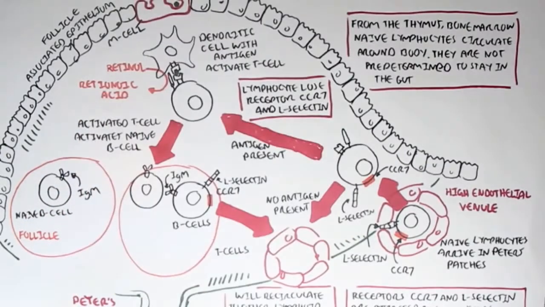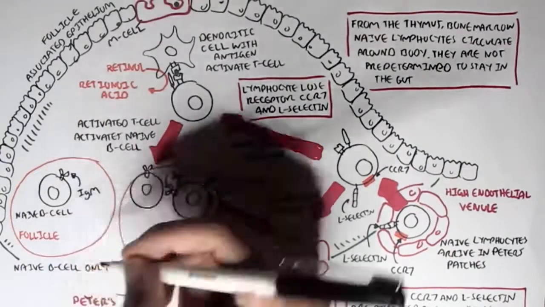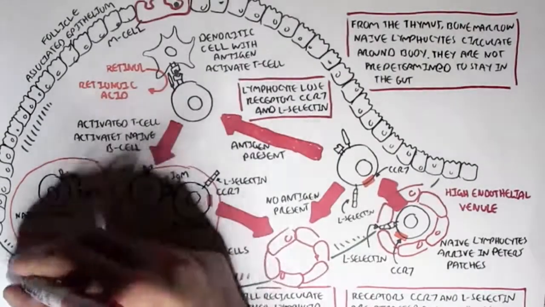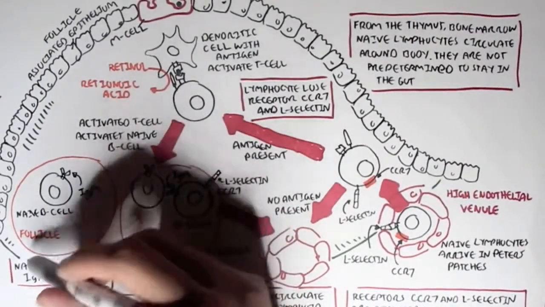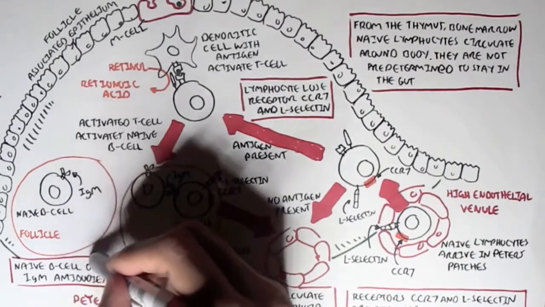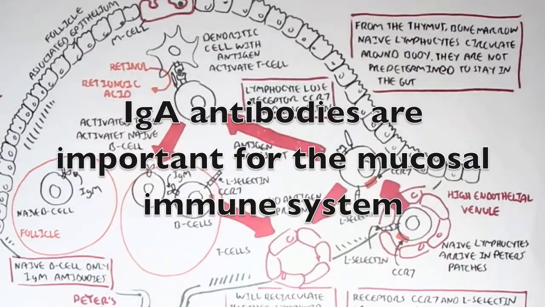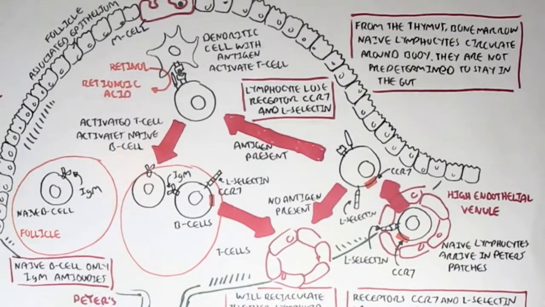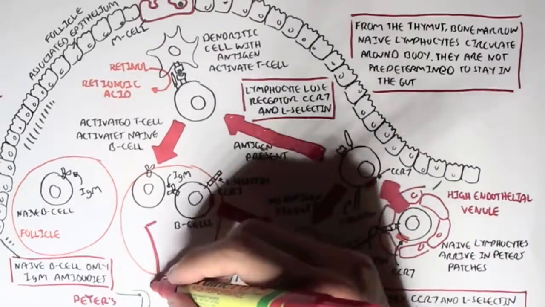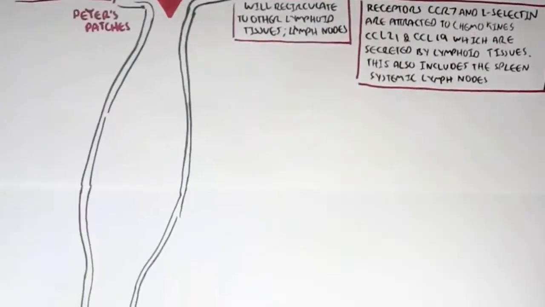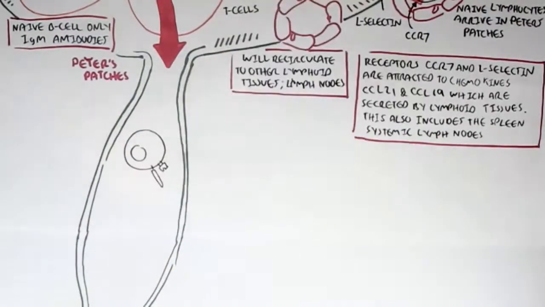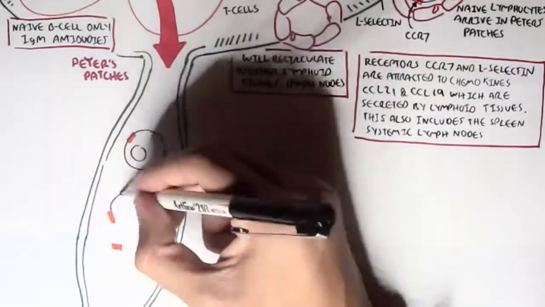The naive B cells, as I mentioned earlier, only express typically IgM antibodies and sometimes IgD antibodies. But once activated, particularly in the mucosal immune system, they begin expressing IgA antibodies. IgA antibodies are important for the mucosal immune system because they are the antibodies which prevent infection. The activated CD8, the activated CD4, and the activated B cell will then leave the Peyer's patches and travel through the body via the lymph vessel.